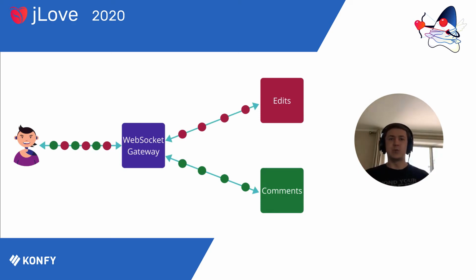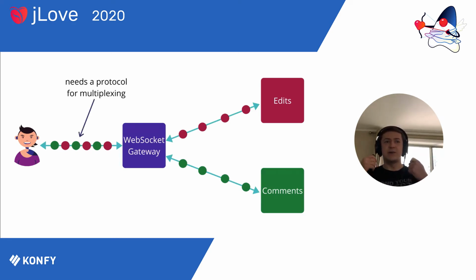And the WebSocket gateway could be this backend that accepts the connections from the users and forwards the appropriate messages to the appropriate backends. So basically, Bob puts all of the messages, editing and commenting, into the same connection. The WebSocket gateway unpacks them and sends the relevant messages, the red ones to the editing service and the green one to the commenting service. And as a gateway, it could also perform all of the other infrastructure functionality, such as authentication, authorization, logging, tracing, and what not.